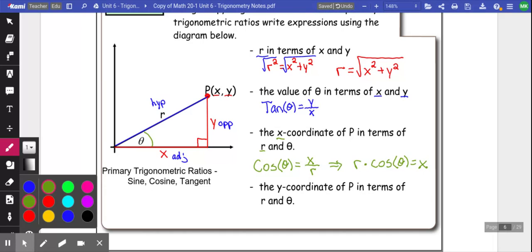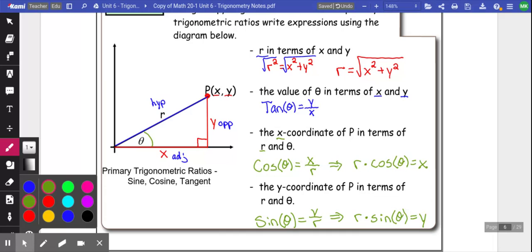You could also do that for sine to find your y coordinate. So we would go sine of theta equals y over r. This gives us a formula that r times sine of theta will equal your y coordinate.